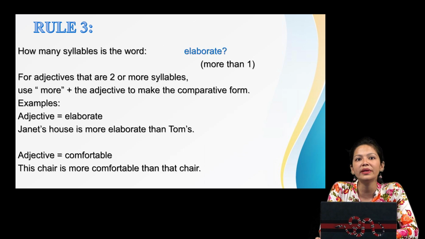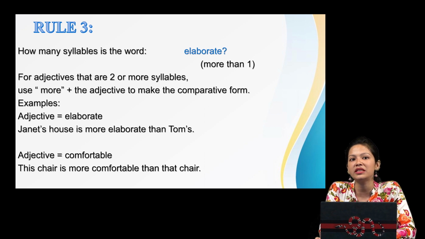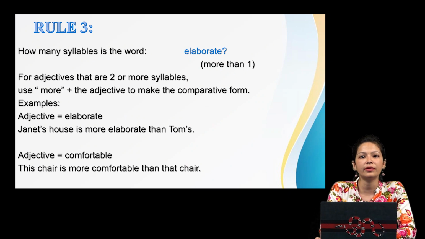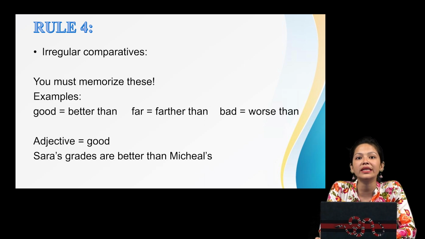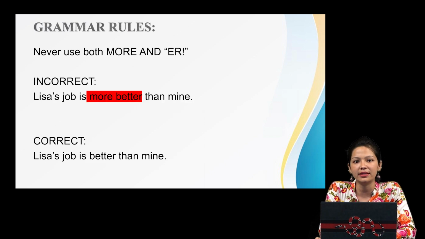And in rule number 3: how many syllables is the word elaborate? More than one. For these, use more plus the adjective to make the comparative form. Example, elaborate. Janet's house is more elaborate than Tom's. Okay. And a second example with the adjective comfortable. This chair is more comfortable than that chair. And rule number 4, irregular comparatives. You must memorize these. Examples: good means better than, far, farther than, bad, worse than. Suppose the adjective is good. Sarah's grades are better than Michael's. So just replace the word good with better than.